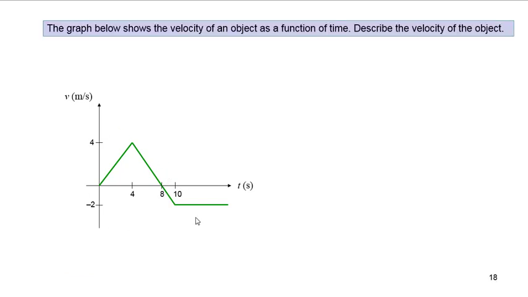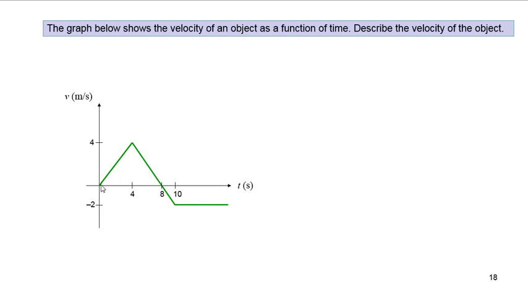We have the same graph here, and we want to just describe the velocity. Just think about, where is it speeding up, where is it slowing down, where does it turn around, does the object ever stop? Think about all those types of things and just take a second to try to describe it, and then press play when you're ready to go over it.